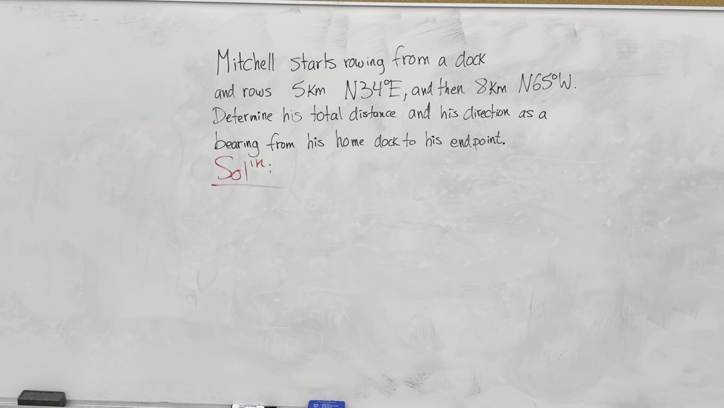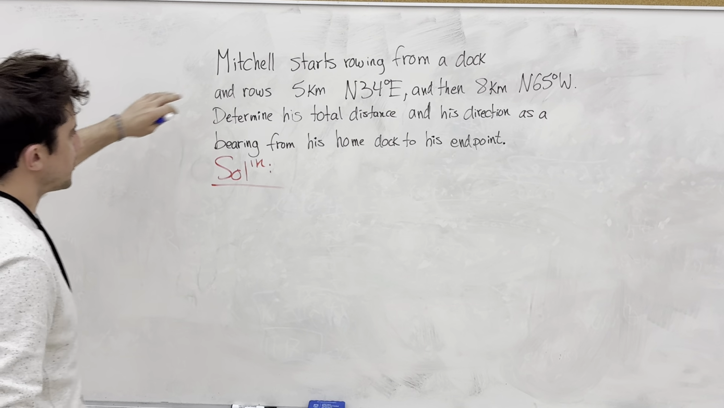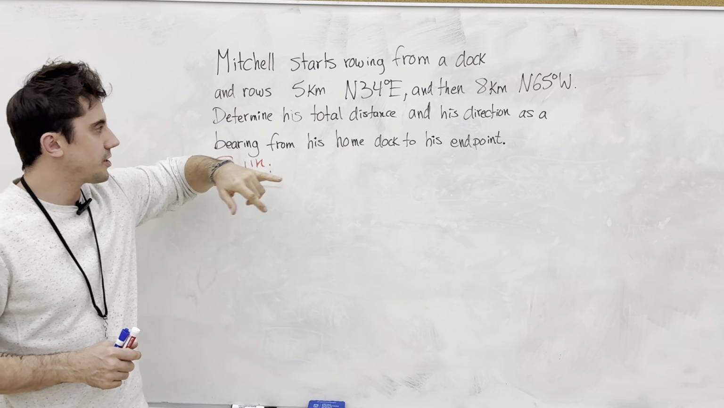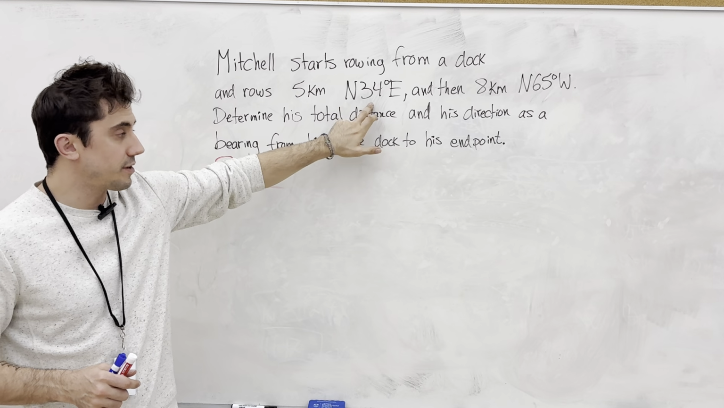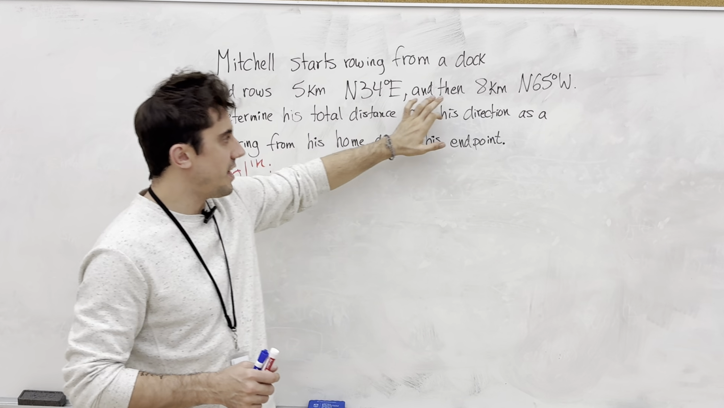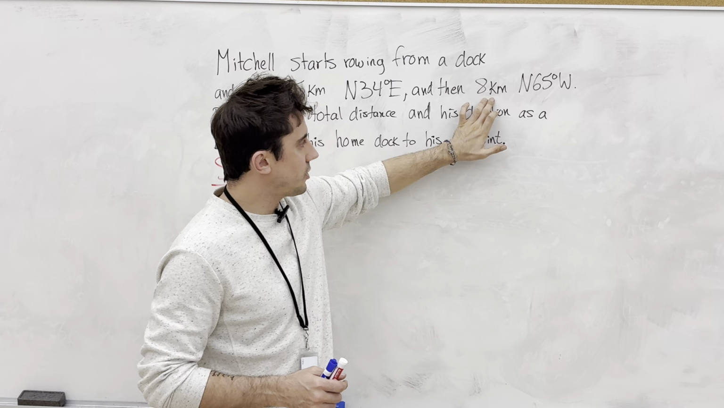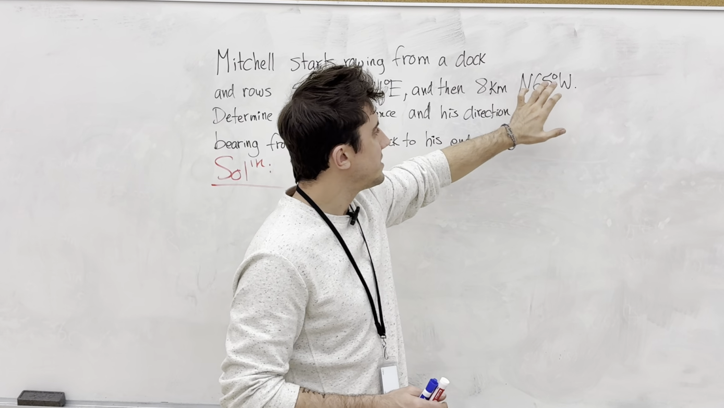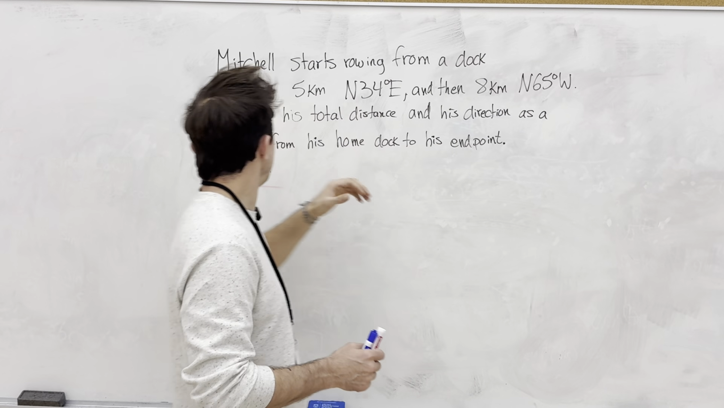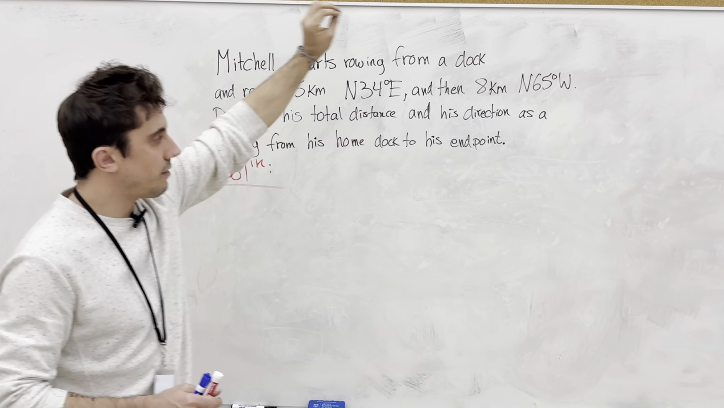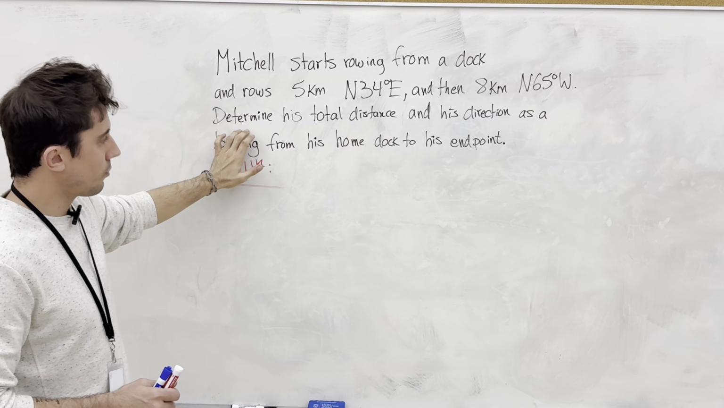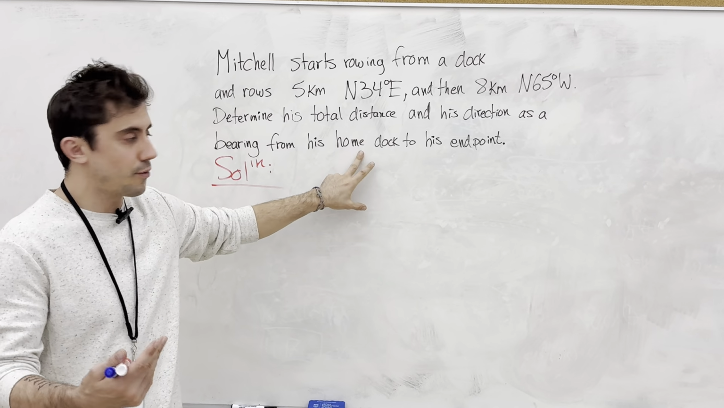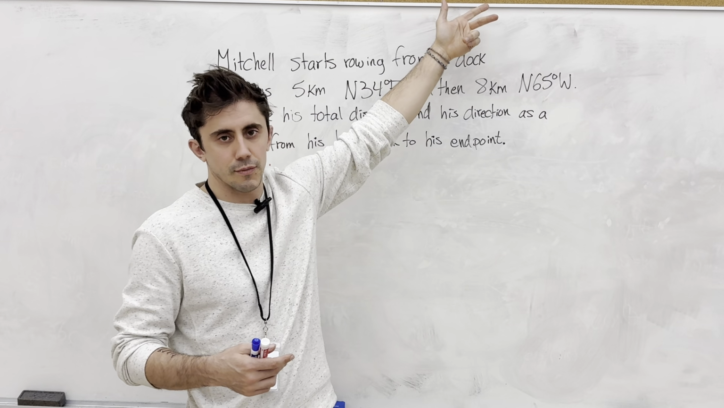Good afternoon, everyone. Today we're going to do a problem where my friend Mitchell starts rowing from a dock, and he rows first 5 kilometers along the direction described by the bearing north 34 degrees east, and then further by 8 kilometers in the direction described by the bearing of north 65 degrees west. Okay. Now, from where he's going to end up, we're going to find his total distance traveled and his direction as a bearing from his home dock, his starting point, to his finishing point, okay?